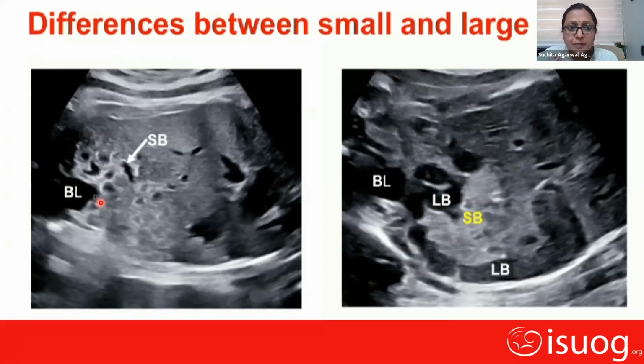So what are the differences between small and large bowel? This is a small bowel. This is a large bowel. Small bowel is typically seen in the center of the abdomen. It also shows active peristalsis.